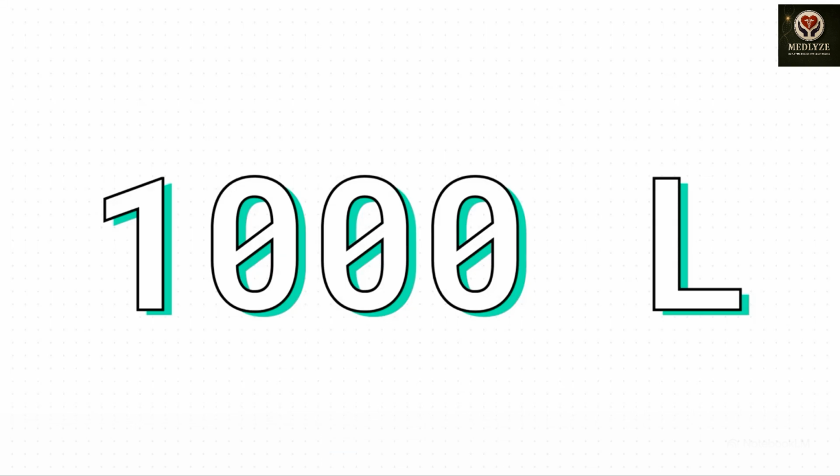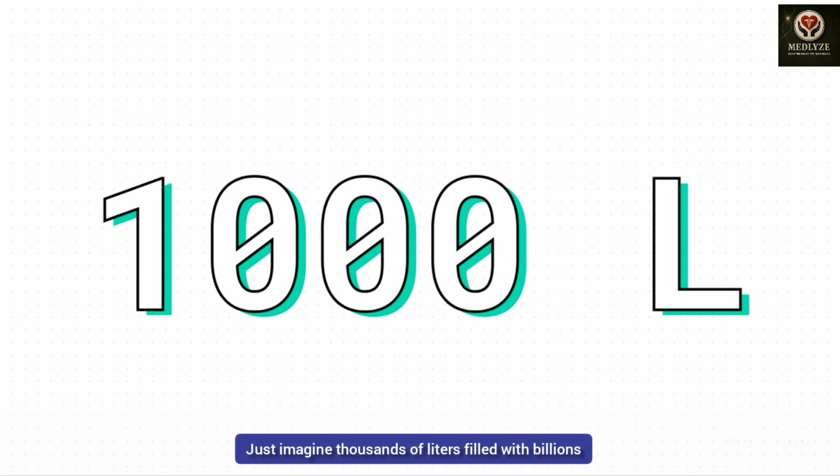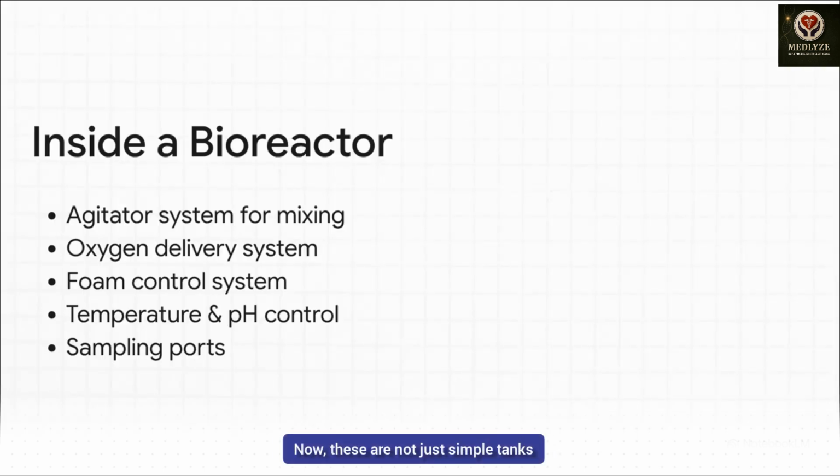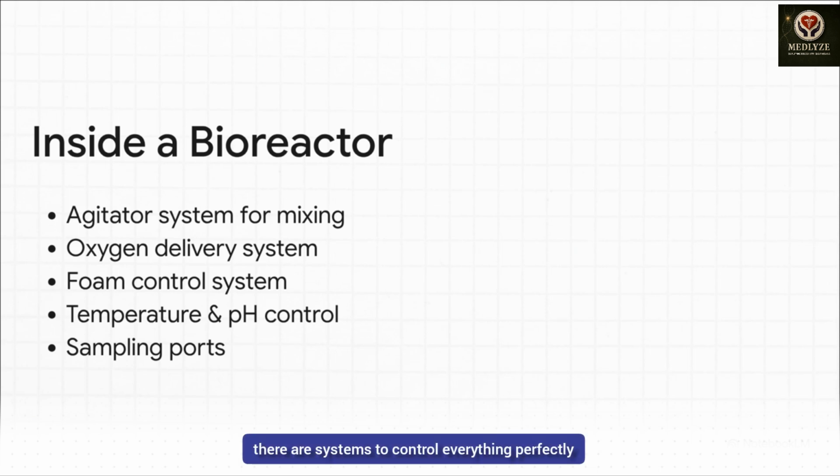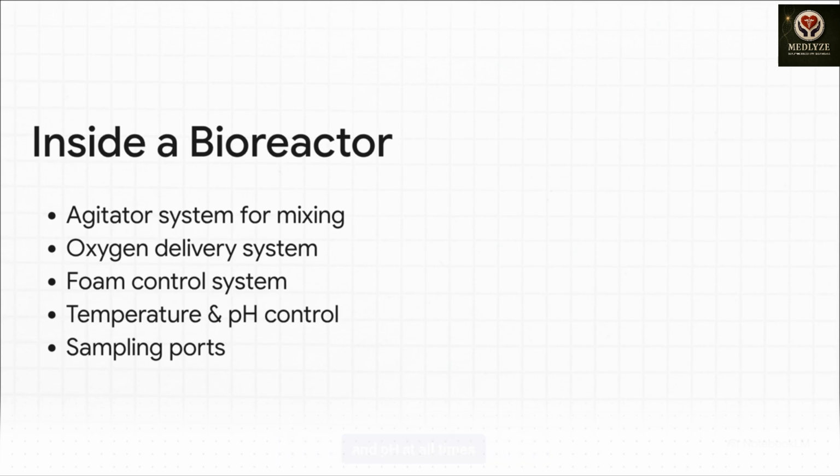And when I say massive, I really mean it. Bioreactors can be huge, holding hundreds to thousands of liters of culture. Just imagine thousands of liters filled with billions and billions of tiny bacterial factories, all working to make our desired protein. Now, these are not just simple tanks. They are highly complex and sophisticated machines. Inside a bioreactor, there are systems to control everything perfectly. There's an agitator system for constant mixing, an oxygen delivery system, a foam control system, and sensors to check the temperature and pH at all times. It's all about creating the perfect conditions to keep our little factories happy and super productive.